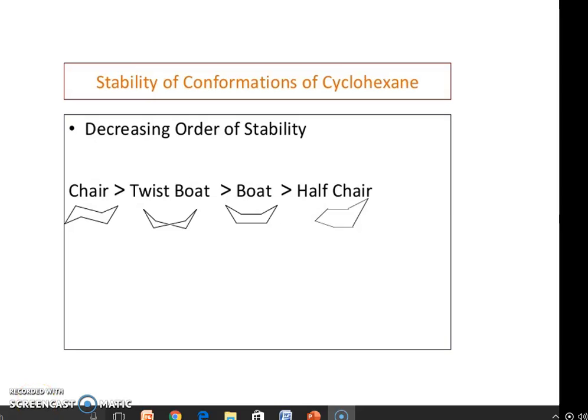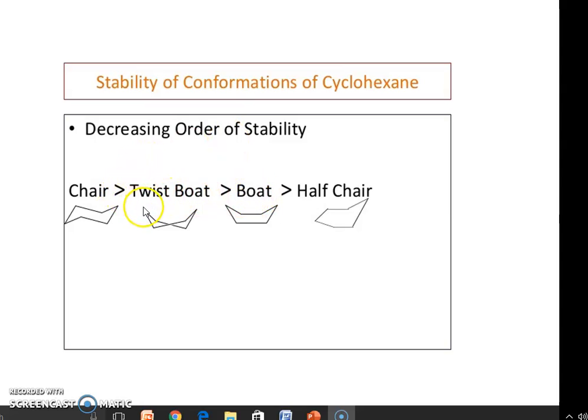Good afternoon, students. Today I will continue my discussion on conformation analysis of cyclohexane. So, in the next part, let us discuss the stability of the four conformations which are obtained for cyclohexane. This is the decreasing order of the stability of the four conformations.